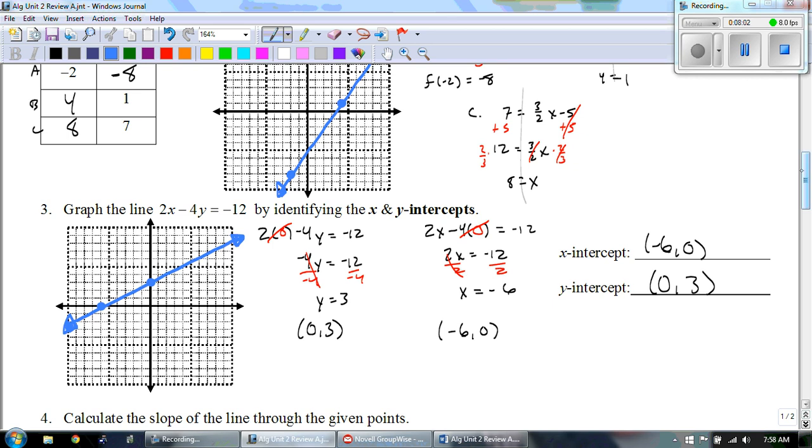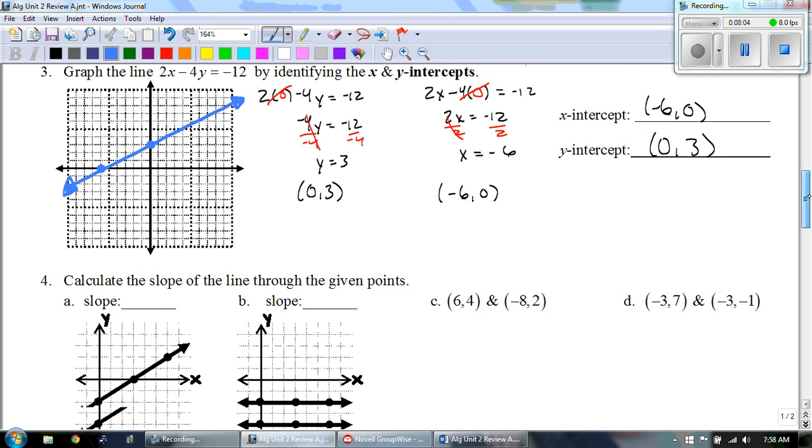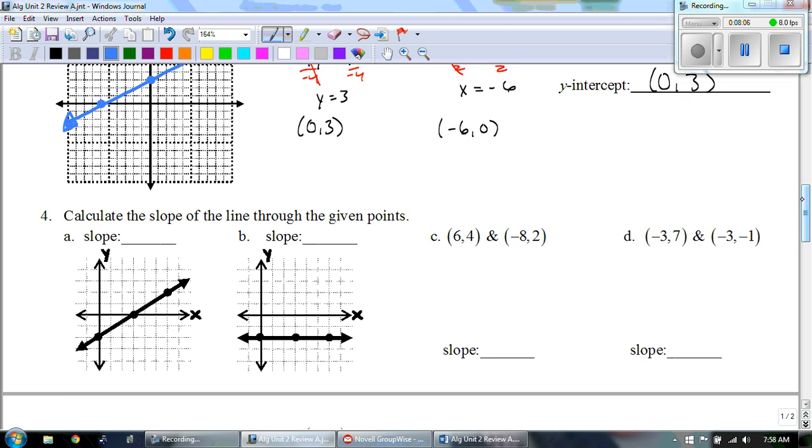Okay, number 4. 4 is asking us to calculate the slope of the given points. Okay, so for letter A, there are my 2 points, and I just need to do slopes. So I go up 2, 1, 2, 3 over 3. This is rising, so I know it's going to be positive, and I cannot reduce 2 over 3. So there we go.